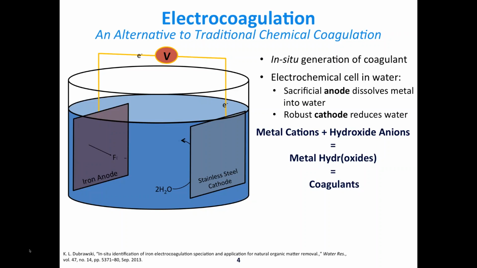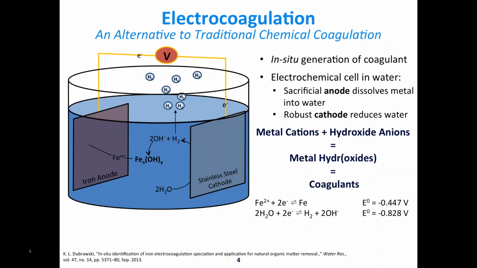As current is provided, your iron anode or any other sacrificial anode like zinc or aluminum dissolves into the water as a metal cation, and then on your cathode side you have reduction of water into hydroxy anions as well as a hydrogen gas byproduct. When these metal cations and hydroxy anions meet in solution, they synthesize what are known as metal hydroxides, or more specifically in my case, iron hydroxides. And it's these iron hydroxides that function as coagulants.